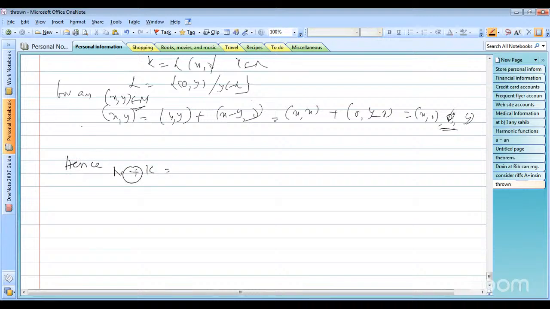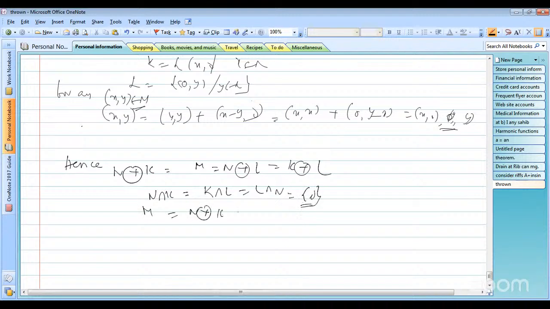Hence N plus K is equal to M, and is equal to N plus L. This is N plus K is equal to M, N plus L is equal to M, K plus L. We are taking here also clearly N intersection K, K intersection L is equal to L intersection N. All the values are 0. So M is equal to the direct sum of N and K, N and L, K and L. So therefore, N is the direct summand of K and L, both are direct complements here.